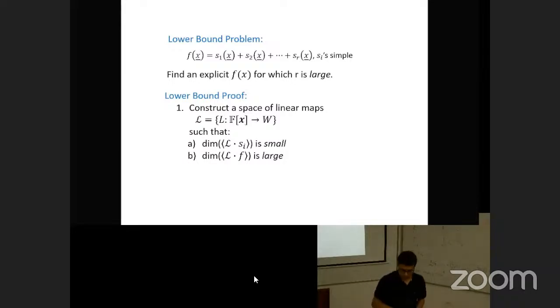Okay, so by combining things like this, I will construct a set of linear maps which has two properties. For every summand Si, when I hit Si with this collection of linear maps, then Si, a polynomial which I'm thinking of as a vector, gives a collection of points. And I want the dimension of the space spanned by this collection of points to be small. That's the first property I want. And for the polynomial f itself, I want the dimension to be large. And if that happens, then it implies that the number of summands required to write f has to be large. Can you see that?